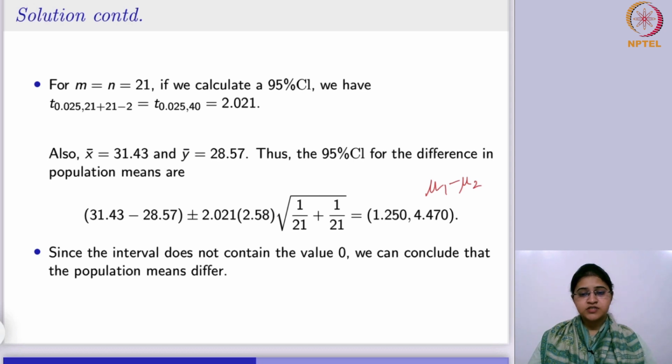Had it included 0 in this interval, it would mean that mu1 minus mu2 would have taken the value 0 at some point, which means mu1 would have been equal to mu2. It means the average is the same for the two sales teams, right? However, here they are not the same. The interval does not contain 0, it lies beyond the 0 point. So in that way you can say that there is a difference in the two population means.